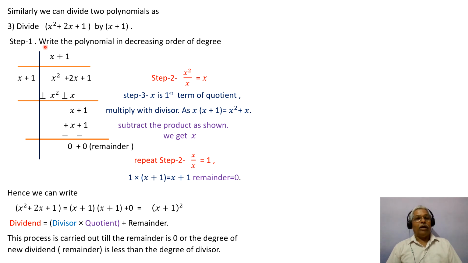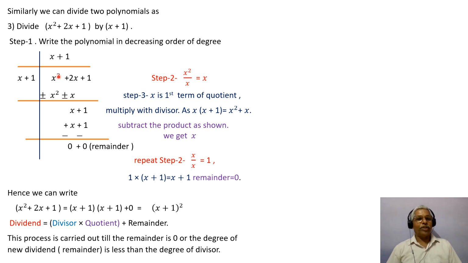Write the polynomial in decreasing order of degree. Here it is already given. If it is not given like that, then write it in decreasing order. Remember, it's decreasing order of degree. So just take it here, x square plus 2x plus 1, write it here. This is the dividend and this is the divisor, x plus 1.